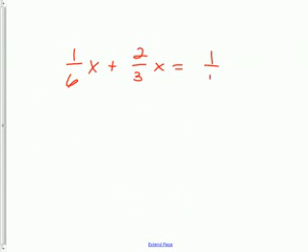All right, so let's try one of those for you. 1/6 x plus 2/3 x equals, let's see, 1/12. Figure out something smart to multiply by so that you don't have to deal with fractions anymore.